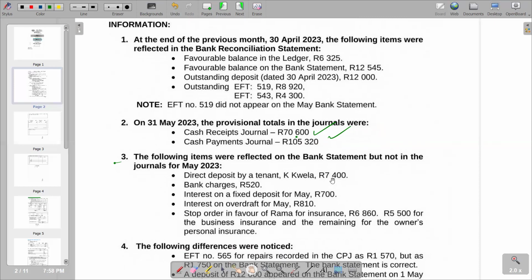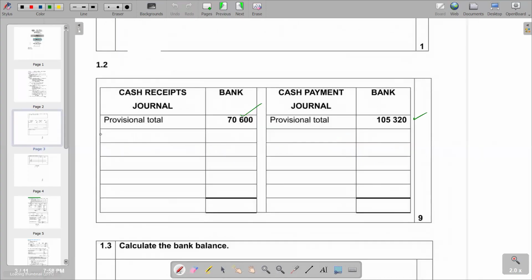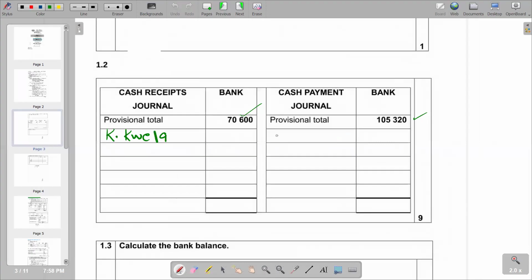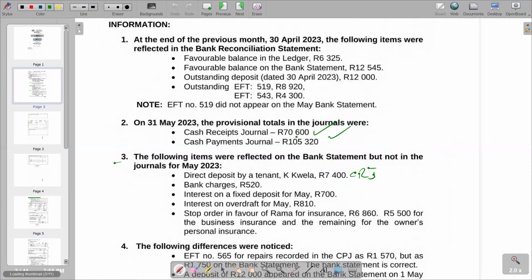So basically, we need to update this entry in our cash receipts journal. Remember, it's supposed to go to the cash receipts journal, which is the CRJ. Then we go to the cash receipts journal, and you are seeing that it's for K Quella. So we are just going to indicate as such. And the amount that we have is 7,400. So in that, we go to the next one, which is going to be bank charges, 500.